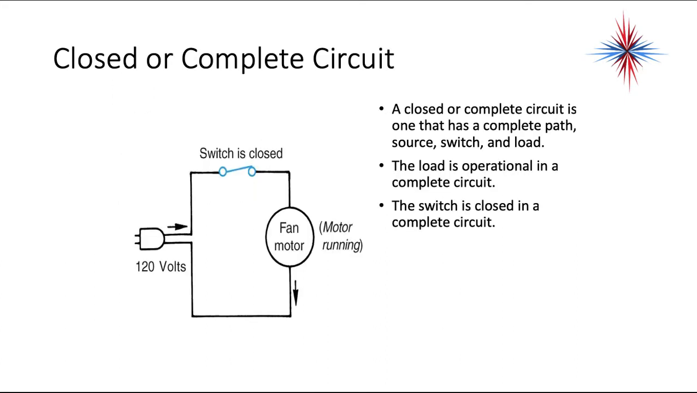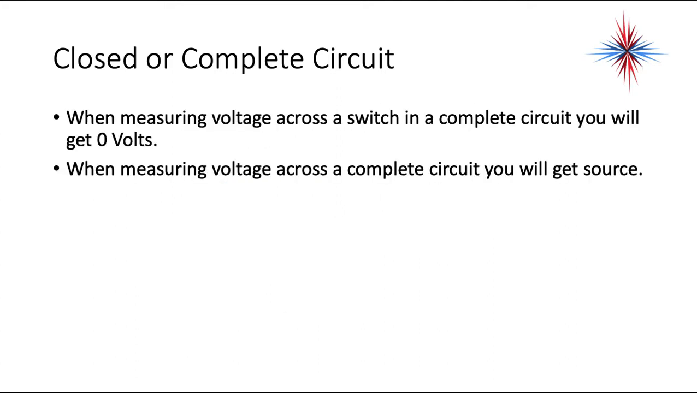A closed or complete circuit is one that has a complete path, source, switch, and load. The load is operational in a complete circuit. The switch is closed in a complete circuit. When measuring voltage across a switch in a complete circuit, you will always get 0 volts. When measuring voltage across a complete circuit, you'll always get source.